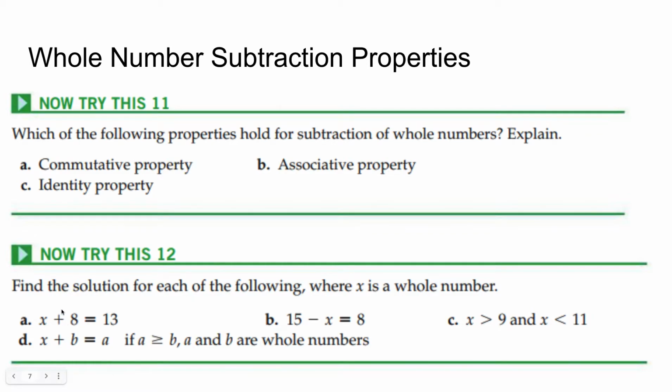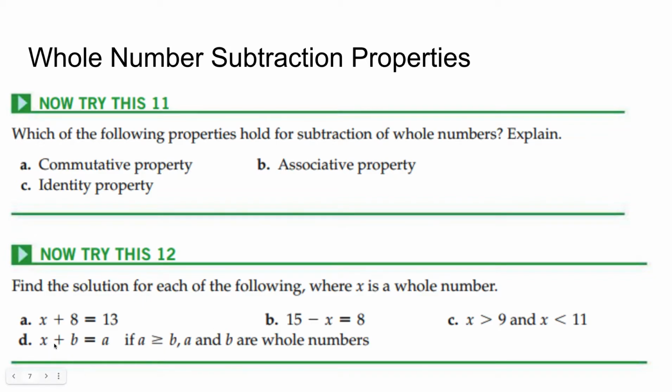You can use a lot of different strategies to find it. What goes here? 15 minus what makes 8? Yes, 7. Okay. And any whole number that is greater than 9 and less than 11, what could that be? There's only one number, right? That is 10.